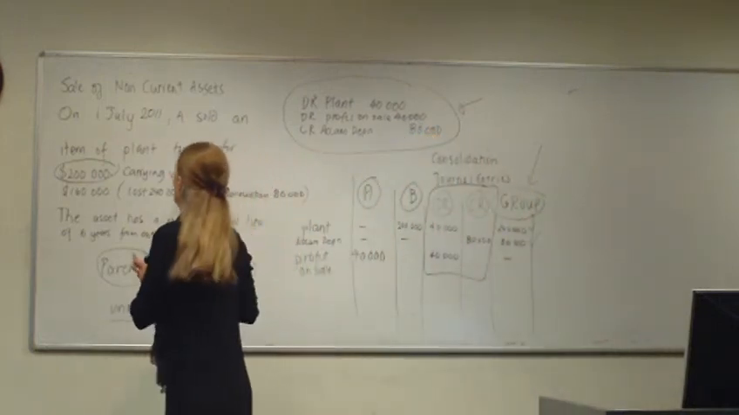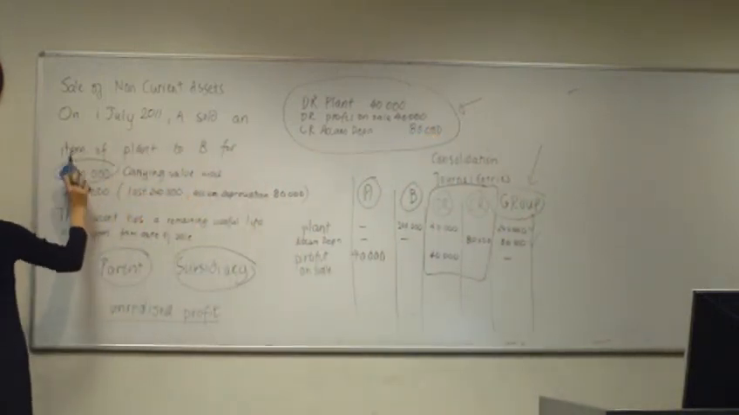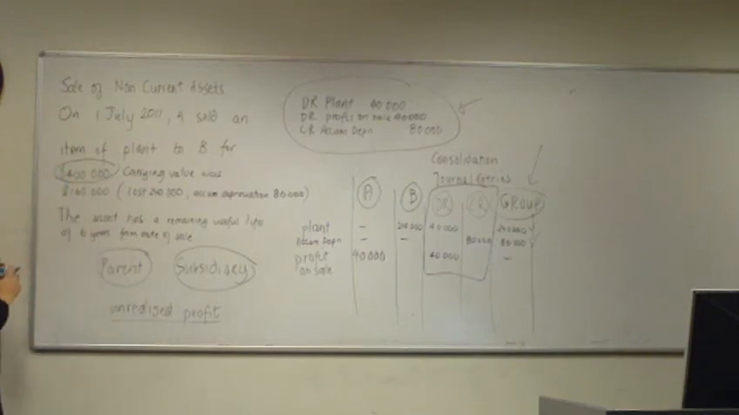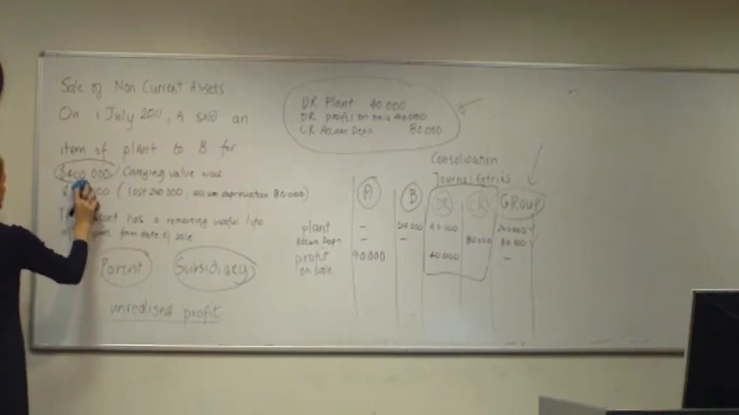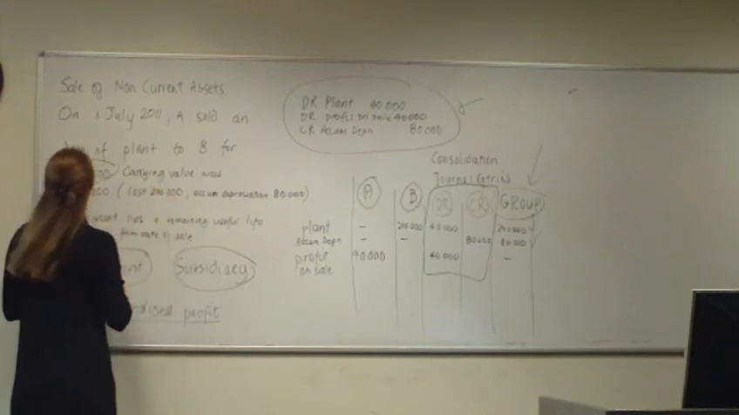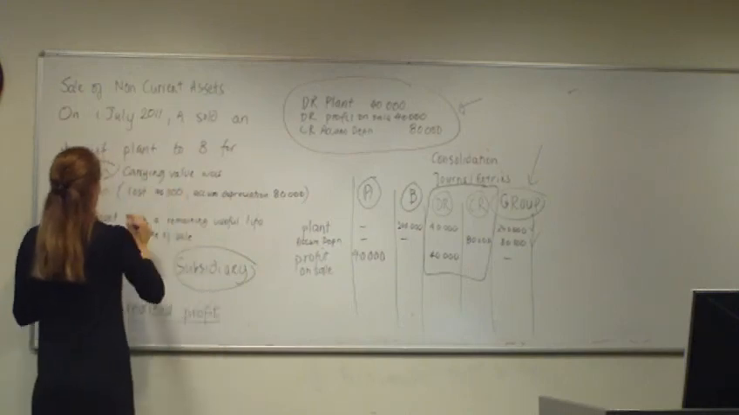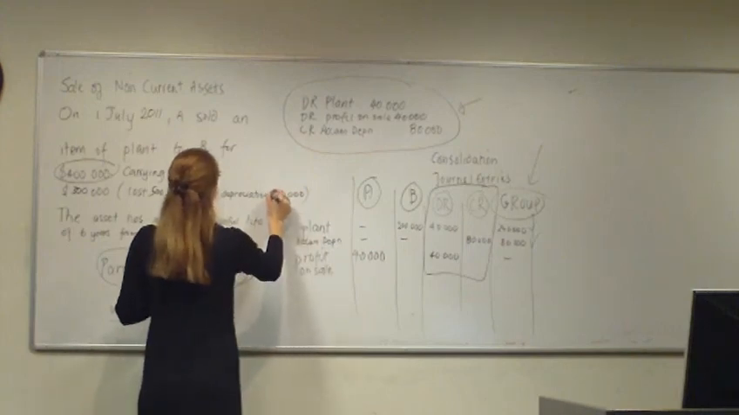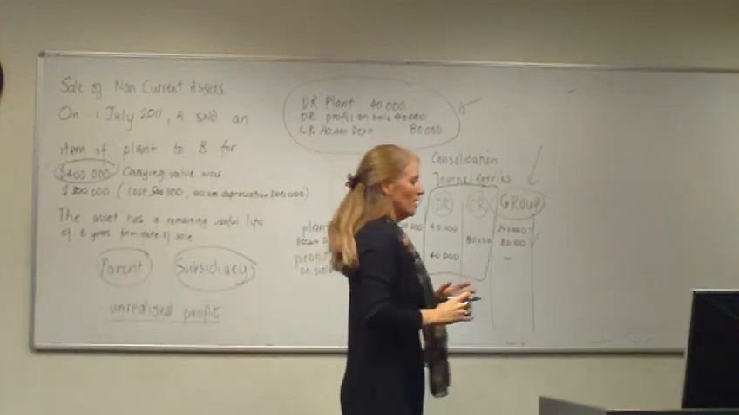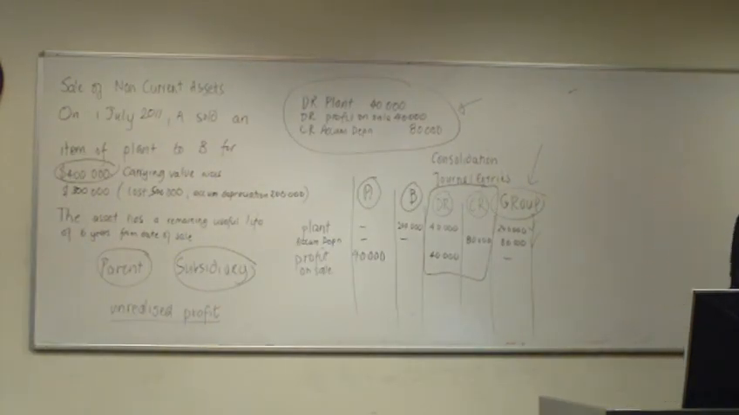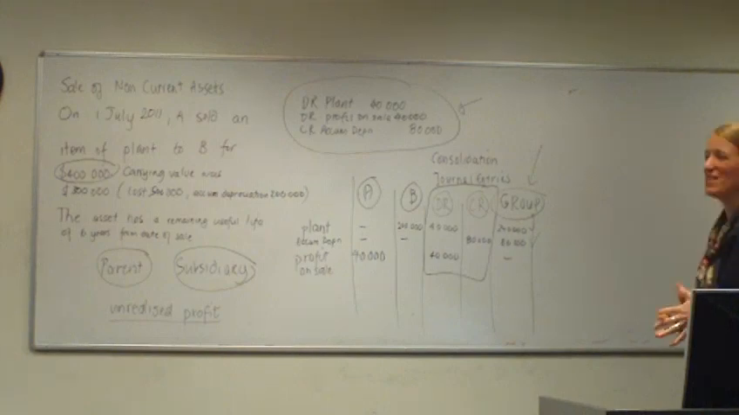Let me just change this a bit. Say 400. So there's the example that I want you to work, and I want you to work out what the journal entry should be. Really basic accounting, isn't it?